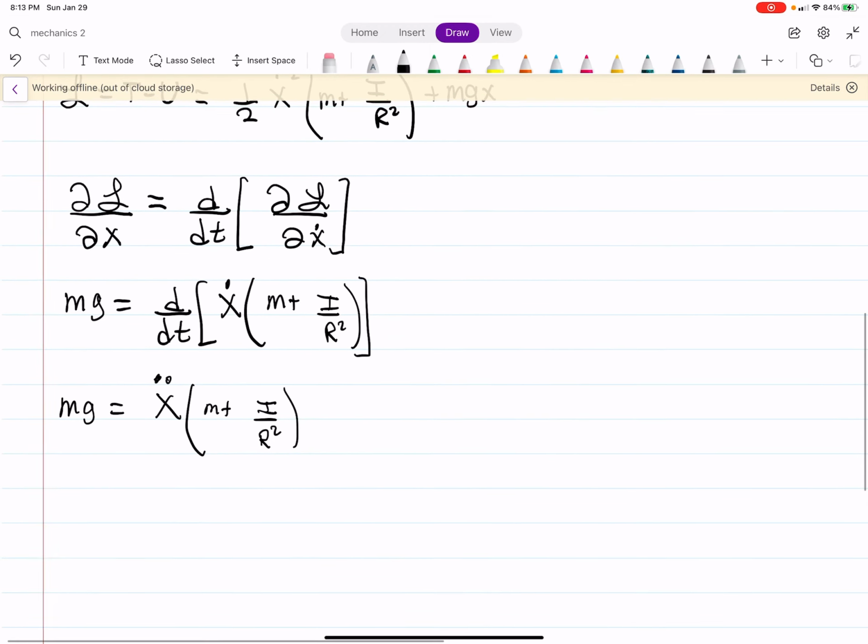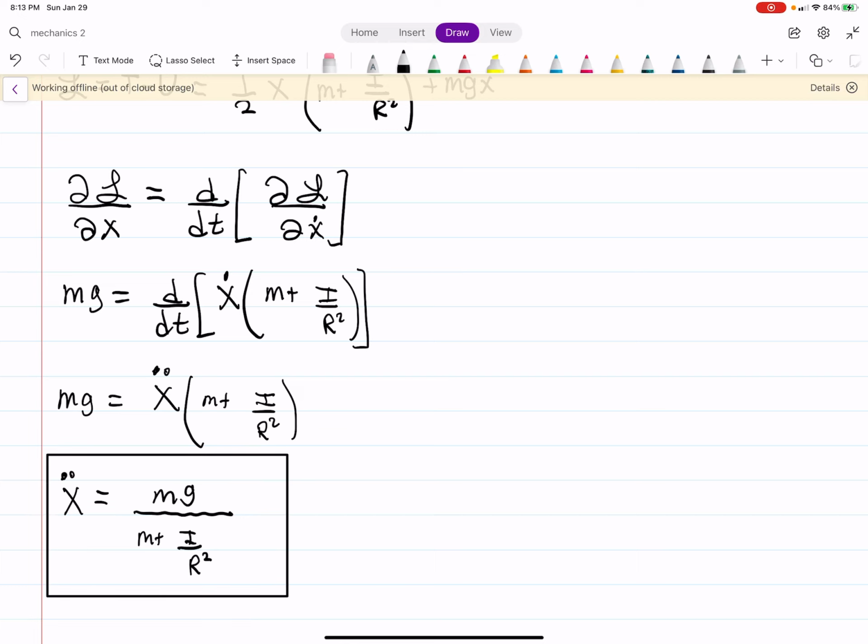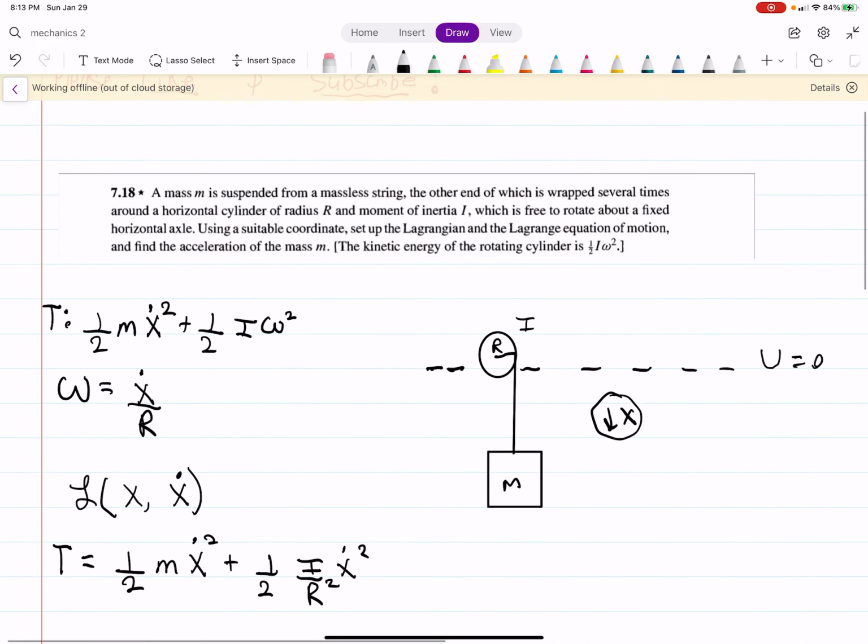And then from here, we can solve for x double dot. And we can see the acceleration, x double dot, is just mg divided by m plus I over r squared. Okay, so that's it. I don't remember what the moment of inertia for the pulley is, but you just plug that into there and simplify. So that's how you do that.